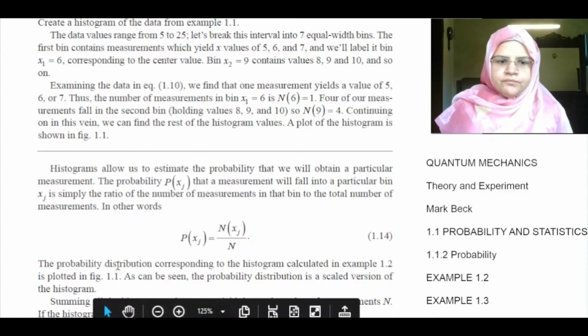Equation 1.14 shows that Pxj is equal to nxj over n.